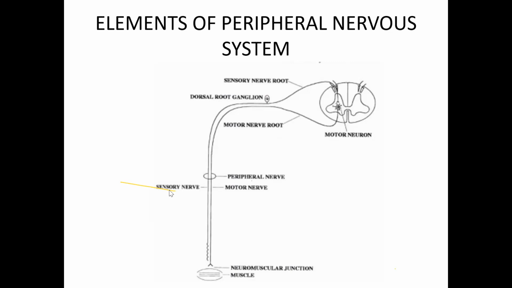CMAPs in distal myopathy will be low amplitude. Any axon loss will be low amplitude. Okay, any motor loss will give low amplitude, but the conduction velocity and the latencies will be normal in those cases.